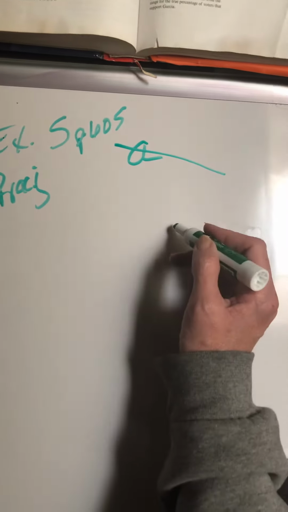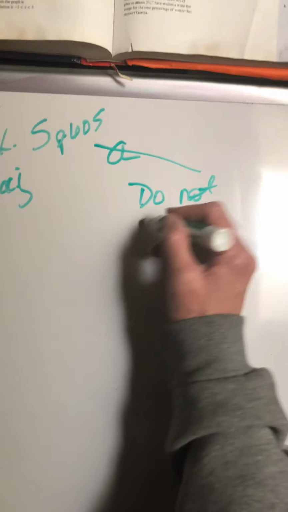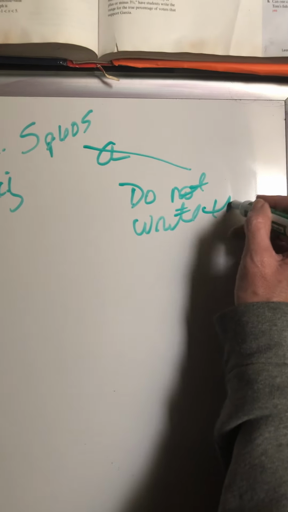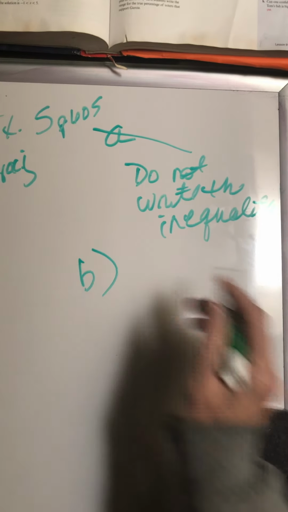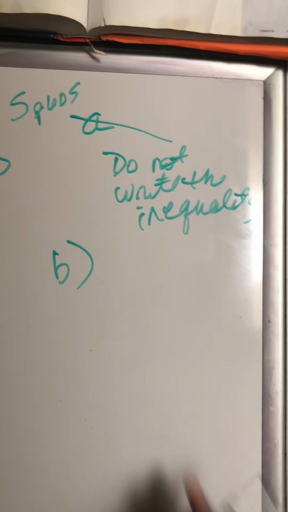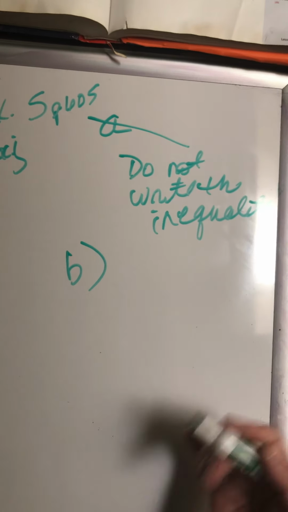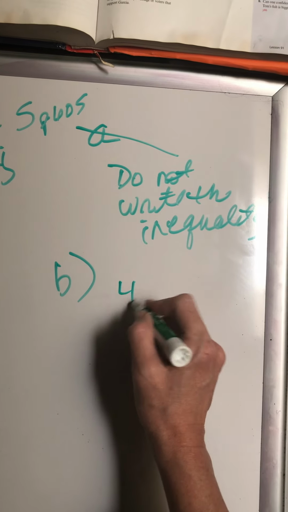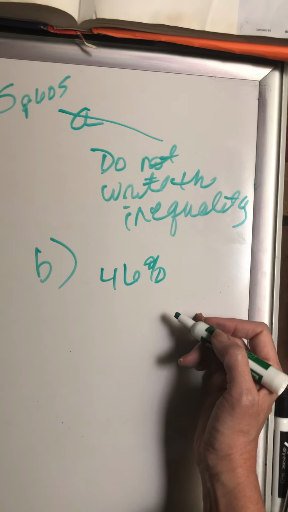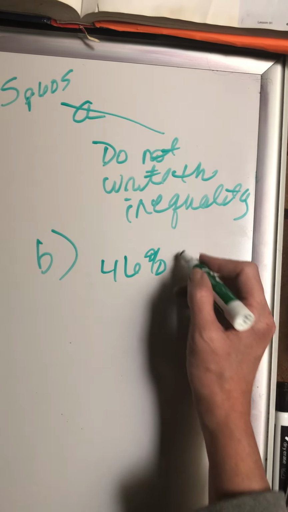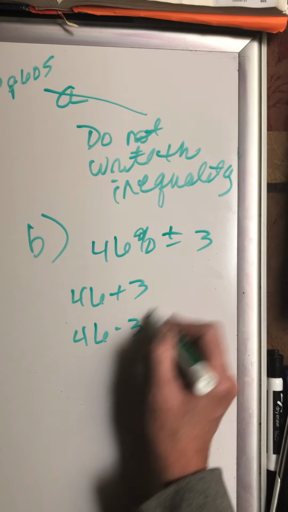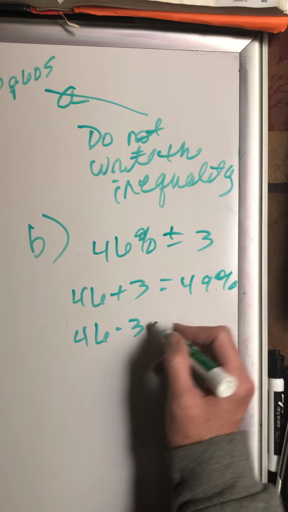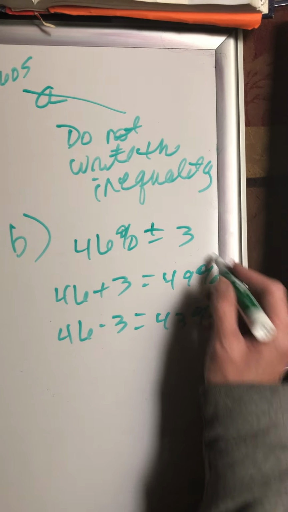I do not want you to do this. Do not write the inequality. I don't want that. I want you to do it like we've done before, where you just do plus or minus. So on B it says, solve the inequality to find the range for the true percentage of voters for Garcia. So Garcia is 46%, and it says there's an accuracy of plus or minus 3. So 46 plus 3, 46 minus 3. That's 49% or 43%. That's all I want to see.